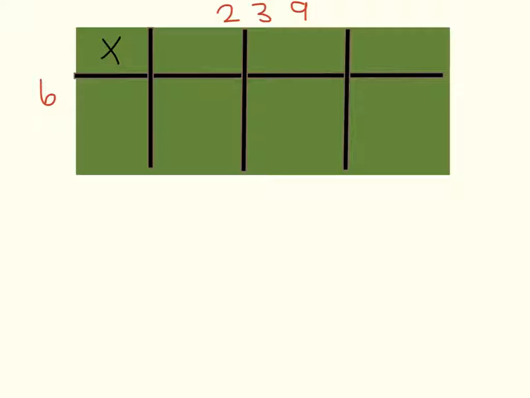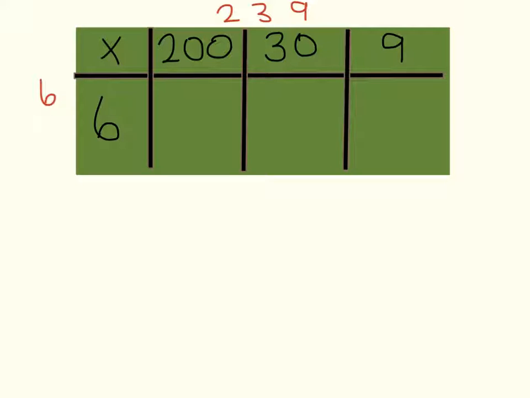So the next step is to partition this number 239 into its hundreds, its tens and its units. So 239 has got 2 hundreds, so you put 200 in this first box, 3 tens, which is the same as 30, and 9 units. We will then multiply these numbers separately by 6.